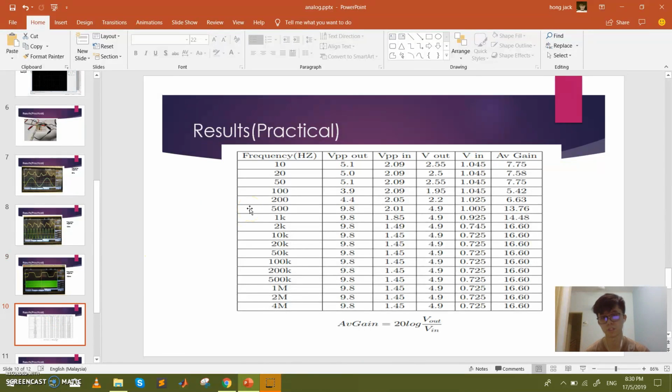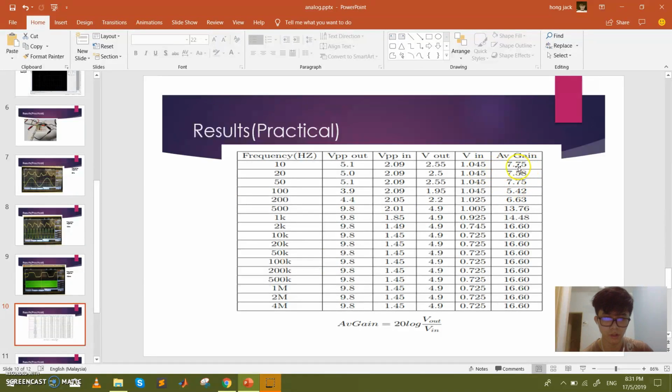So this is the table that we got for the practical results, from 10 Hertz to 4 megahertz. So 10, 20, 50, 100, 200, 500, 1 kilo, 2 kilo, 10, 20, 50 kilo, 100 kilo, 200 kilo, 500 kilo, and 1 mega, 2 mega, 4 mega.